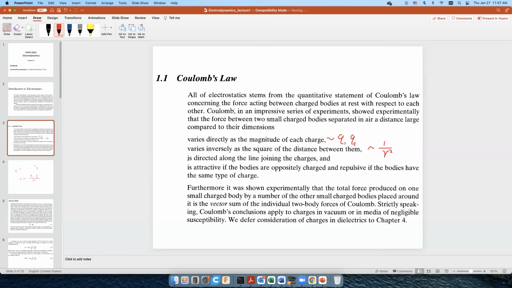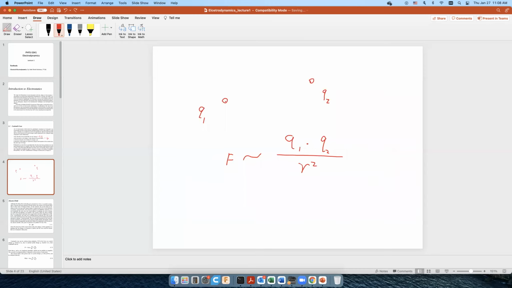And then the third one is describing the direction. It's directed along the line joining the charges. And number 4 is attractive if the bodies are oppositely charged, and repulsive if the bodies or the points are of the same charge. So this is describing the direction. The direction from Q1 to Q2 is repulsive or attractive, depending on whether Q1 and Q2 have the same charge.